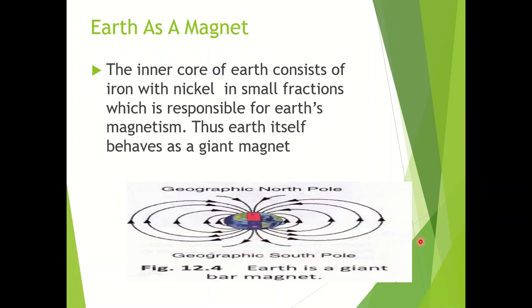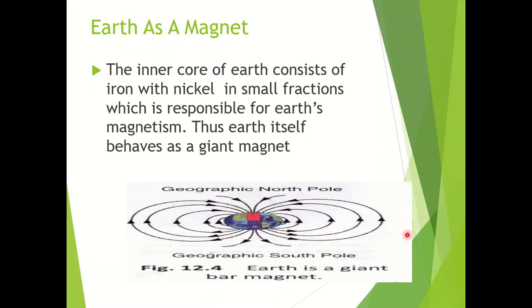If a magnet is freely suspended, then the north pole of the bar magnet, here is the magnet that is freely suspended, will align towards the magnetic south pole of the earth. In the center of earth there is a magnet, and this is the magnetic south pole. And the south pole of the bar magnet will align towards the magnetic north pole of the earth.